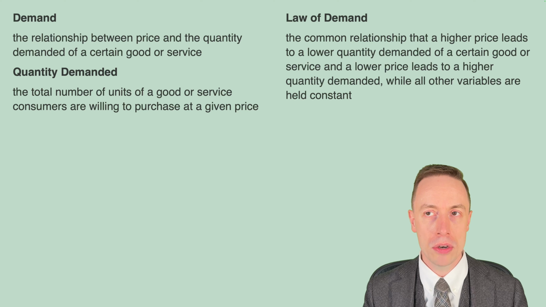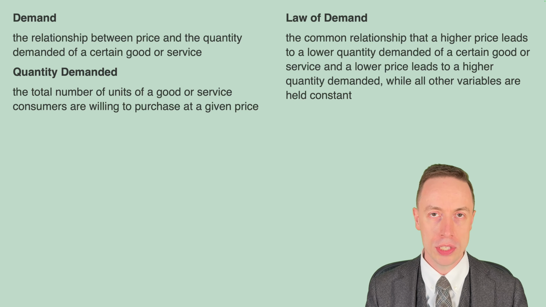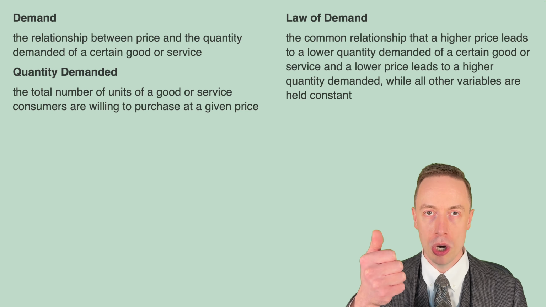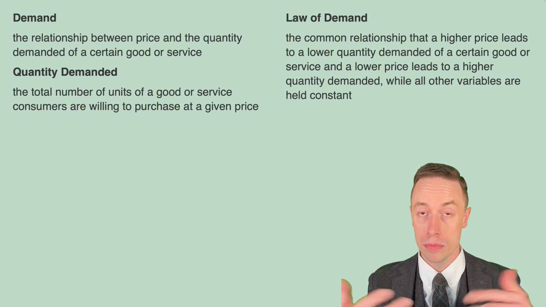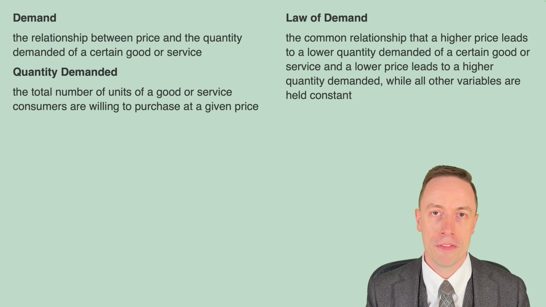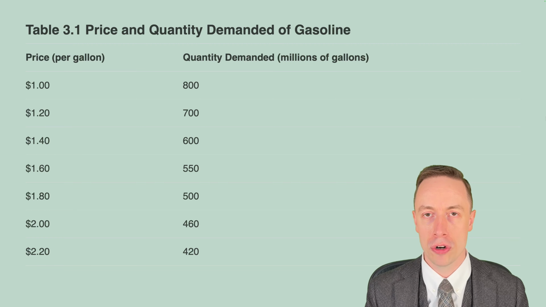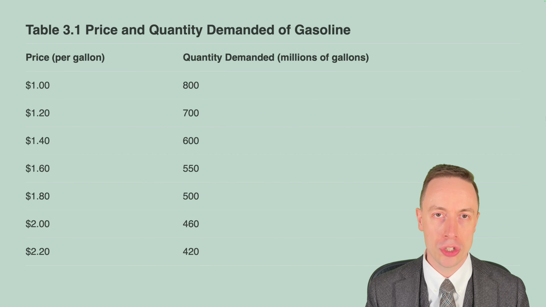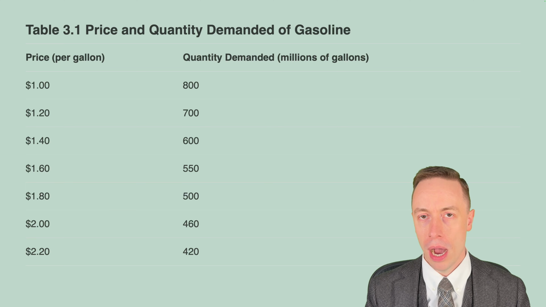This is a very common relationship where if the price for a product goes up, the quantity demanded decreases, and vice versa, of course. Let us start out by looking at the demand for a product using the example of a table. This is referred to as a demand schedule. So right now, for example, you're looking at different prices of gasoline, how many units of gasoline in millions of gallons might be purchased at each of those price points.